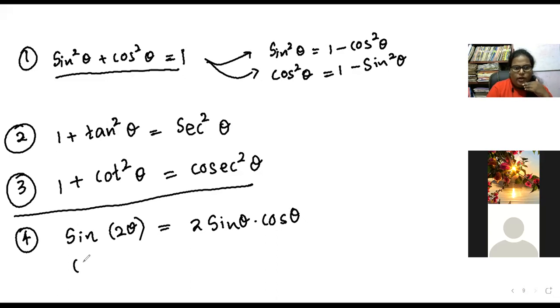And when you are taking cos 2 theta, there are three formulas for cos 2 theta. The first one is cos square theta minus sine square theta. That means we write these double angle ratios by using the single angle.